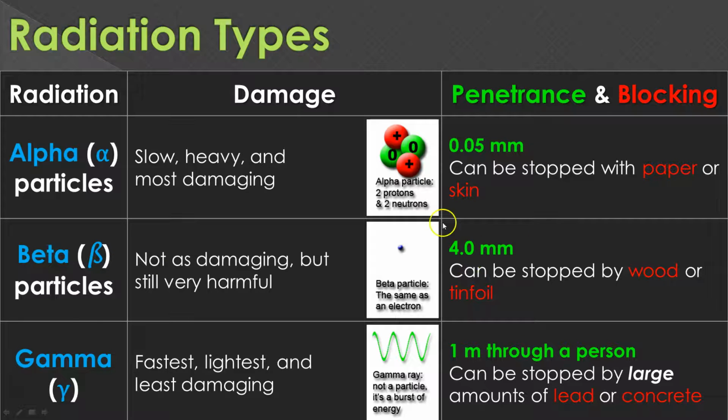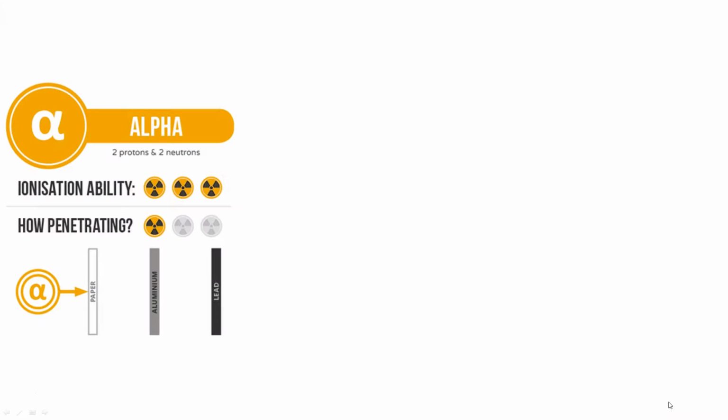You can stop those very easily. It's the gamma radiation. Even though it's the least damaging, that's not to say it's not damaging. It's the one that can go through all the stuff the easiest, so you need to spend a lot of energy and a lot of time to sort of stop that. A lot of lead and a lot of concrete on the outside of it.